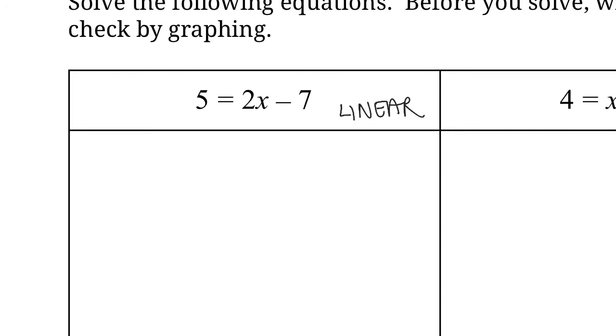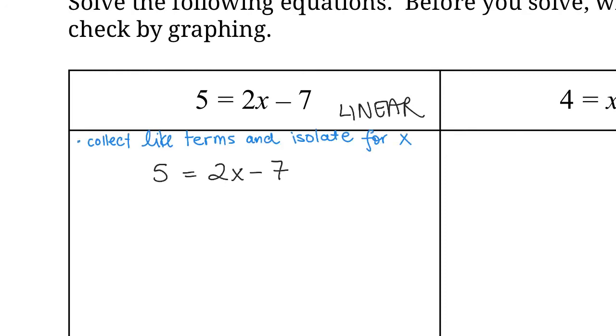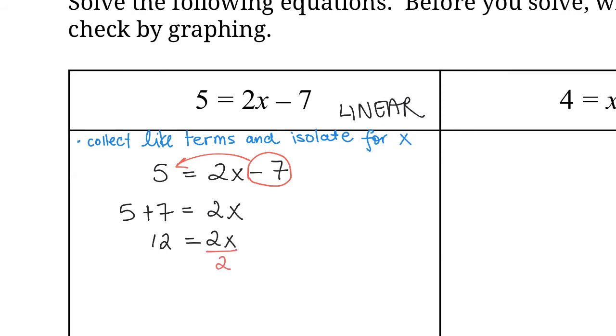isolating for x. So if we are going to collect like terms, that means that we're going to take this -7 and bring it over to the left-hand side. So that's going to leave us with 5 plus 7 equals 2x. 5 plus 7 is 12. And then to isolate for x, we're going to divide both sides by 2. So that gives us an answer of 6.